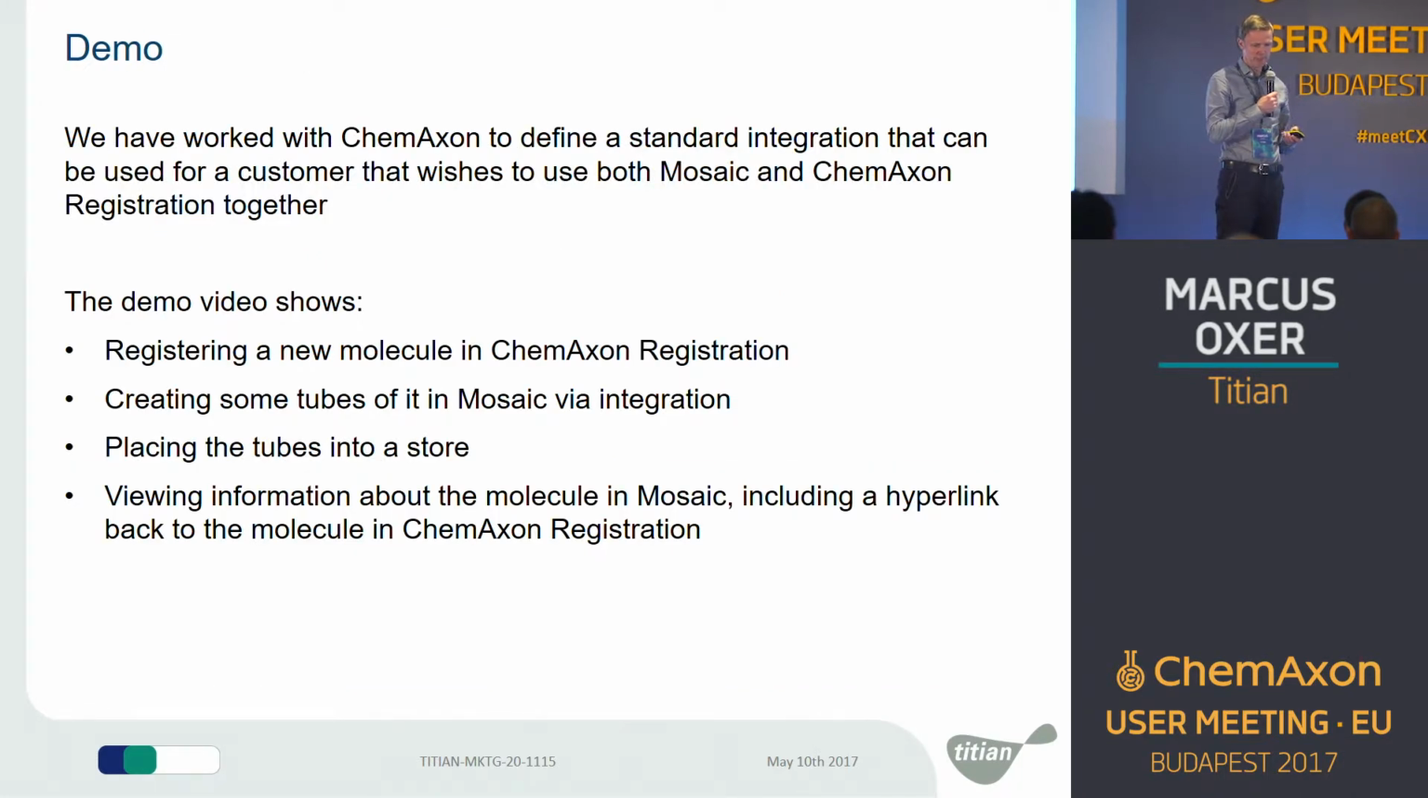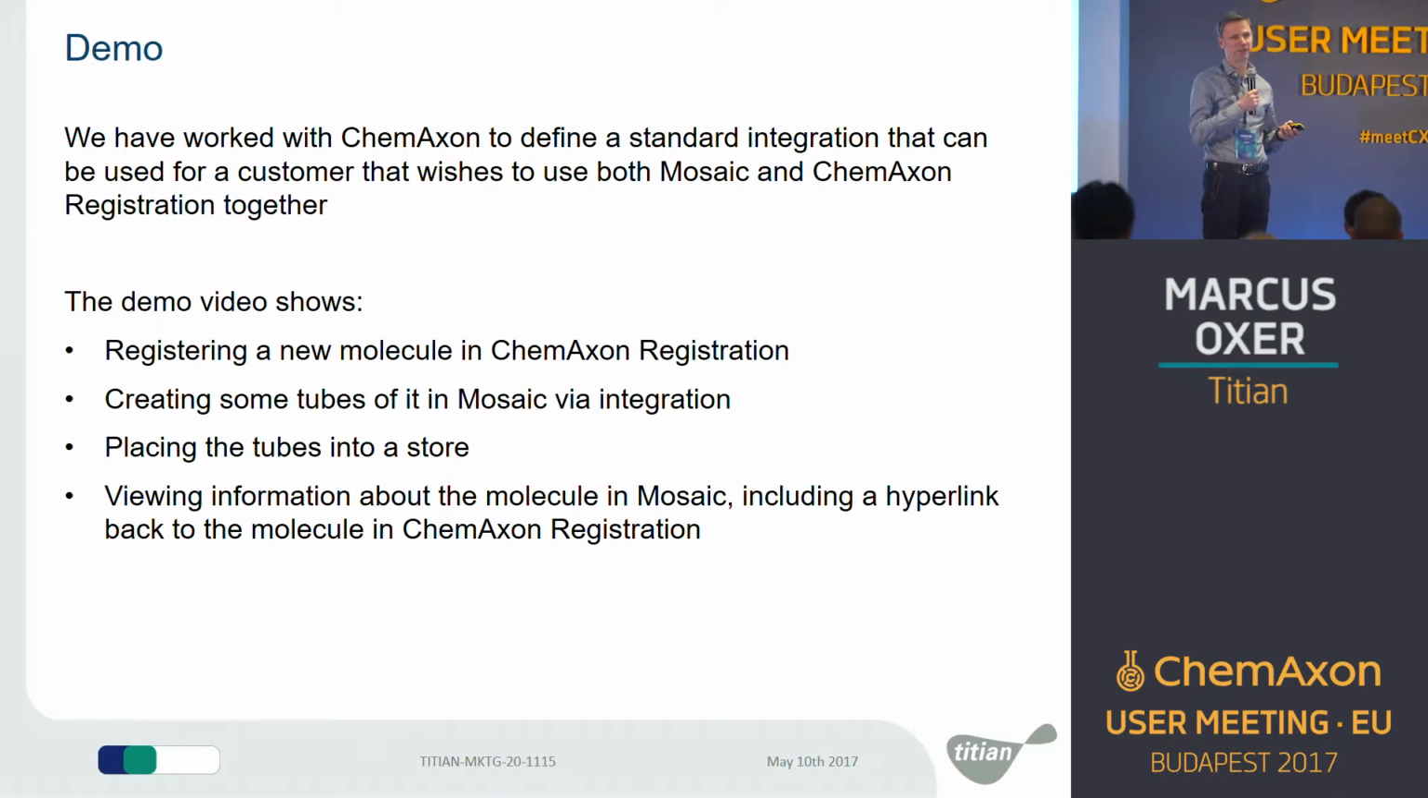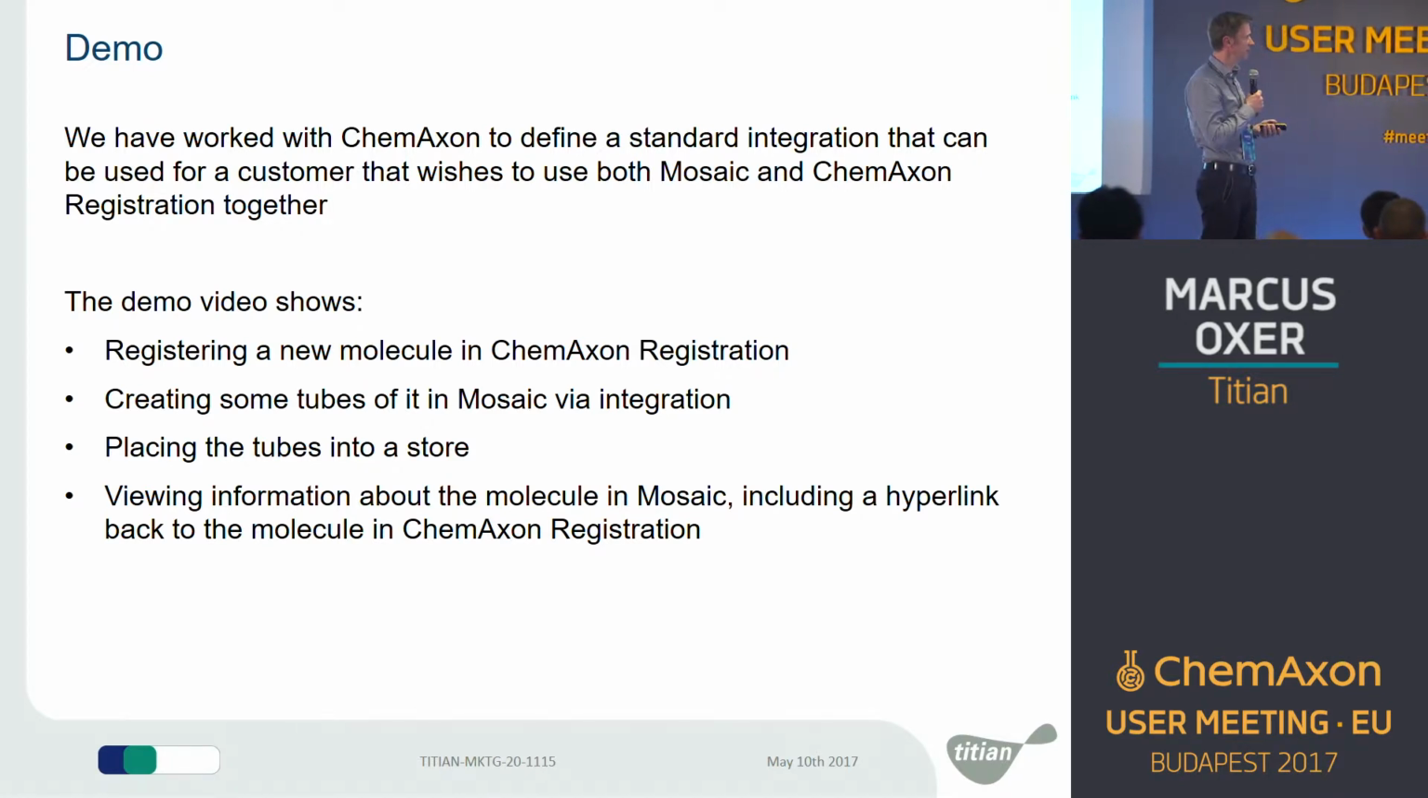So on to a quick demo, which is, I'm glad to say, a video, not a live demo. The background is we worked with ChemAxon to find a standard integration between registration and Mosaic for a customer that wishes to purchase ChemAxon registration, or they already have ChemAxon registration, and they want to use Mosaic as well. The idea is we'd have a standard out-of-the-box integration that we could just switch on. So the video shows registering a new molecule in the registration system, and then we're going to create some new tubes of it in Mosaic via the integration and place those tubes into a store and just show how you can link back and forth between the two applications.